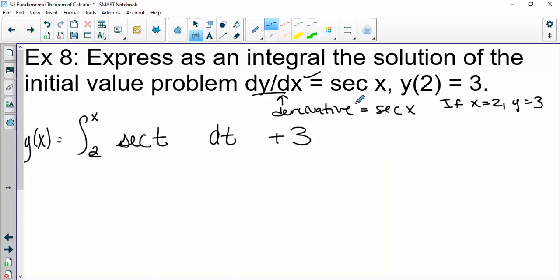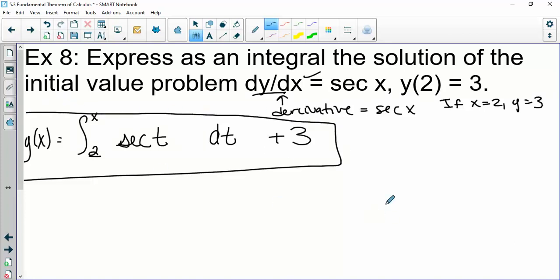So we are writing a possible integral, but not the only one. All right, I didn't ask you to solve anything. This is our answer. This is our integral. And it just uses that fundamental theorem there.